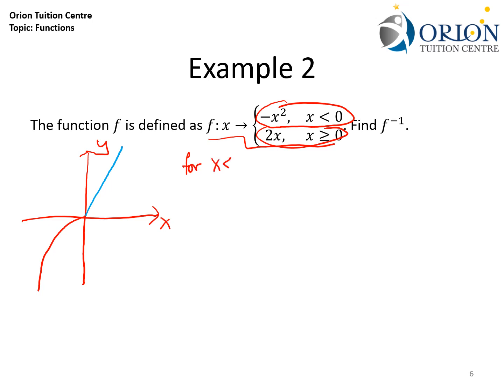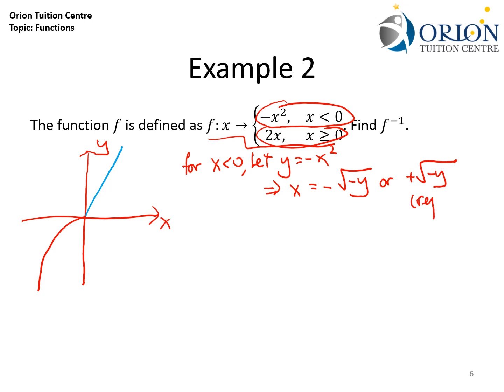For x less than 0, we let y equals to minus x squared, which gives us x equals to minus square root minus y, or positive square root negative y. But we have to reject this because x must be less than 0, and positive square root always gives us a positive value. At the same time, we will need to find out the domain of f inverse, which means the range of f for this particular component. And based on the graph, we know that y must be less than 0.